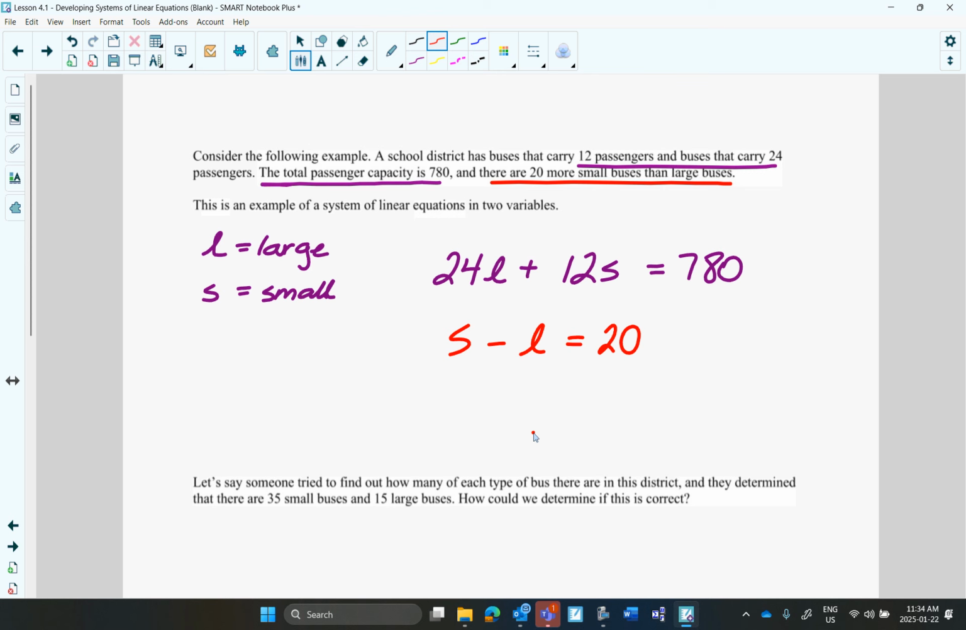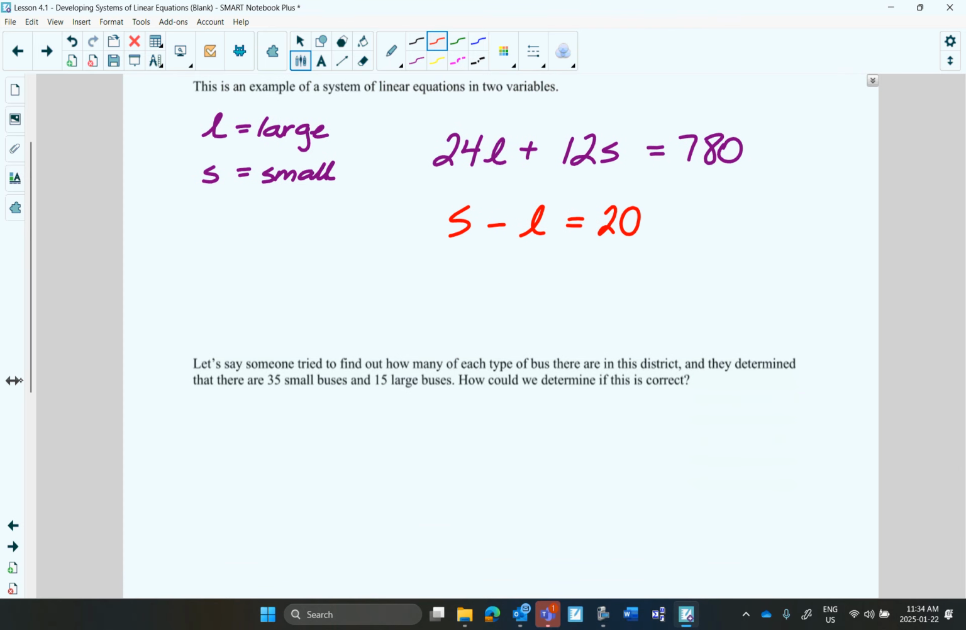Okay, so you see how we can set up a system given a word problem. There's always going to be two unknowns, and there's always going to be two equations. And you'll always be able to create the two equations from all the information in the problem. Now, the second part of this is, remember we haven't learned how to solve these yet, but let's say somebody solved it and they figured out there's 35 small buses and 15 large. How could we determine if this is actually correct?